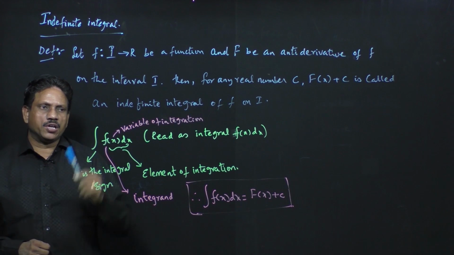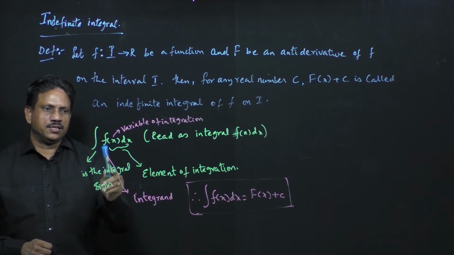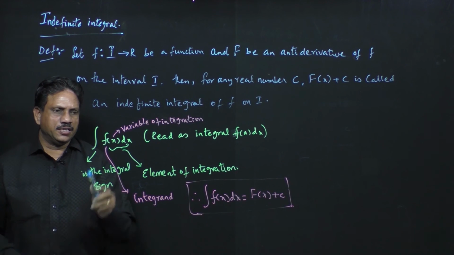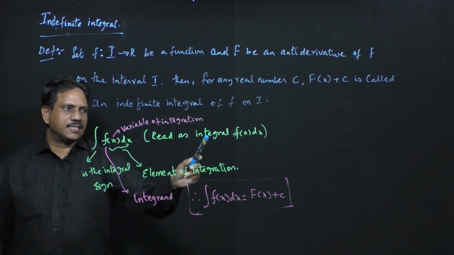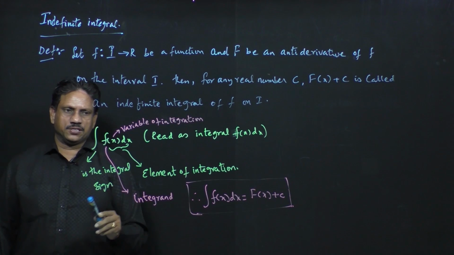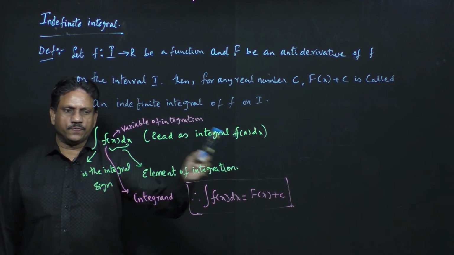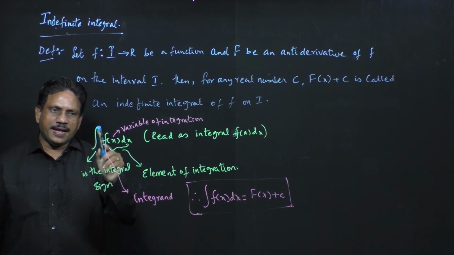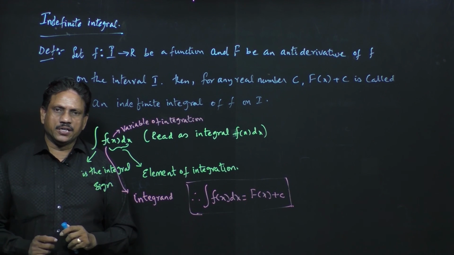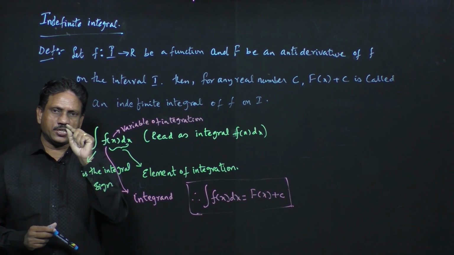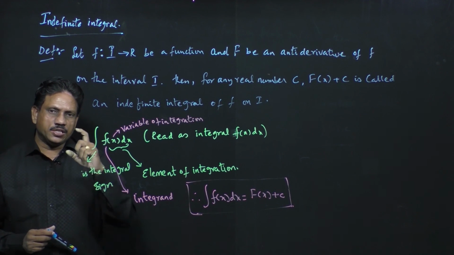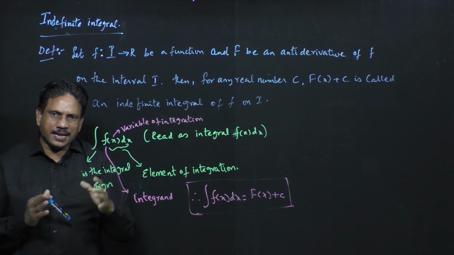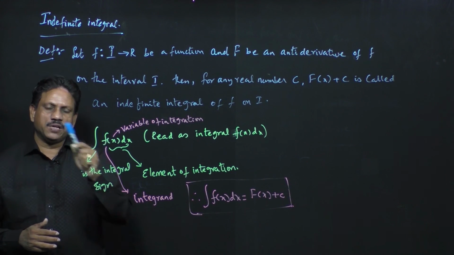This is symbolically written as integral f of x dx. What is the meaning of these symbols? Let us see. You read it as integral f of x dx. And this sign is called the integral sign. Actually, this is taken from the word summation. You know summation, S-U-M-M-A-T-I-O-N. The first letter is S, and the integral sign is an extended form of that. Summation means adding up, integrating. So that is the symbol we took here.